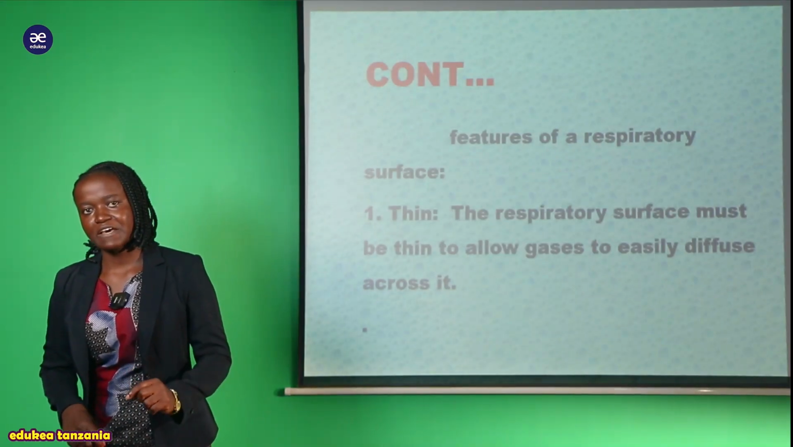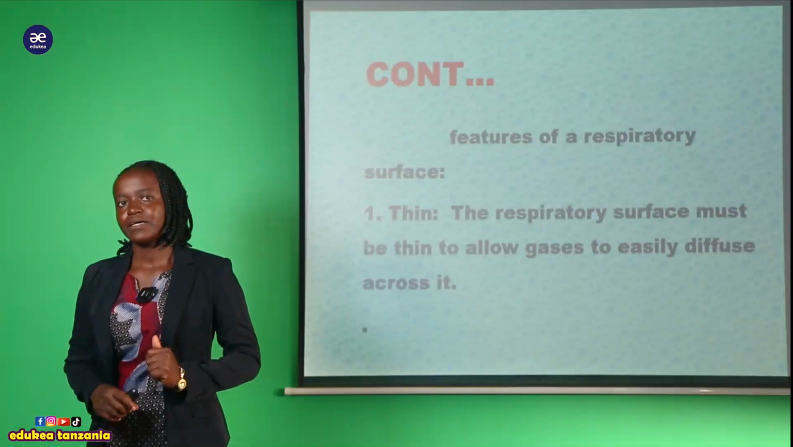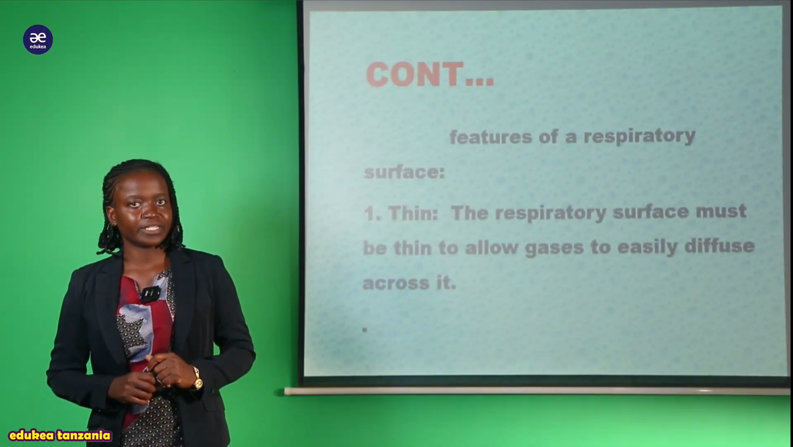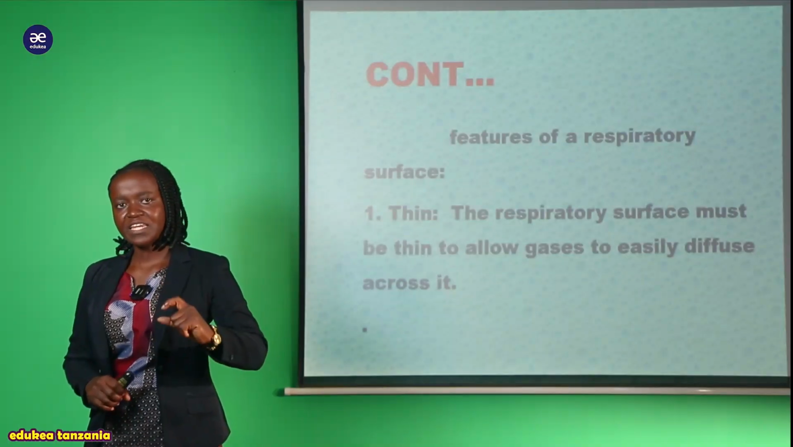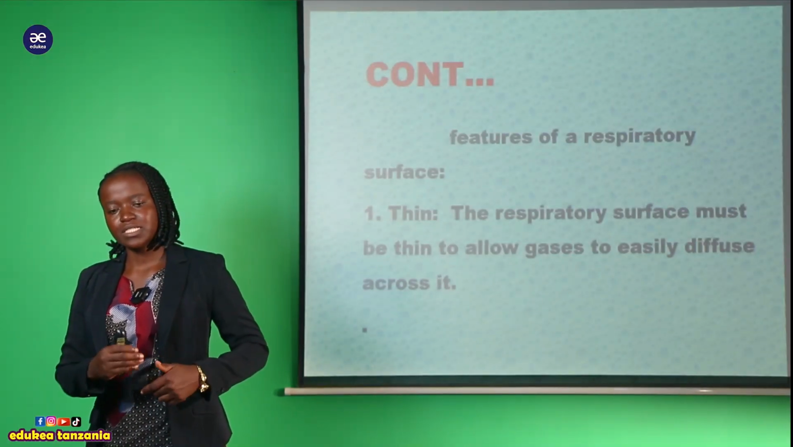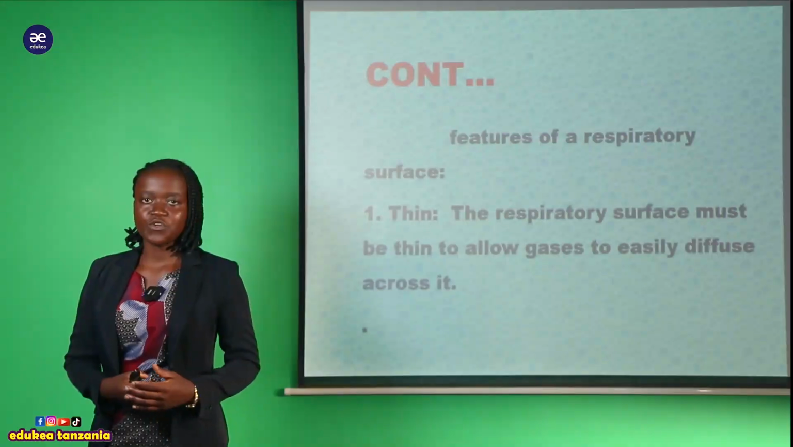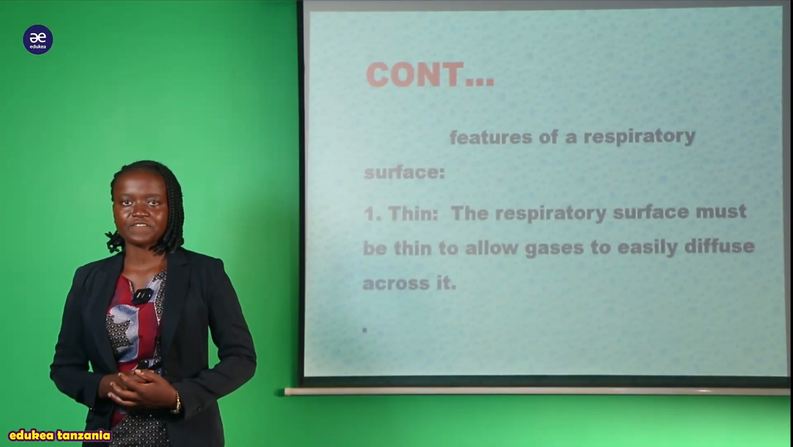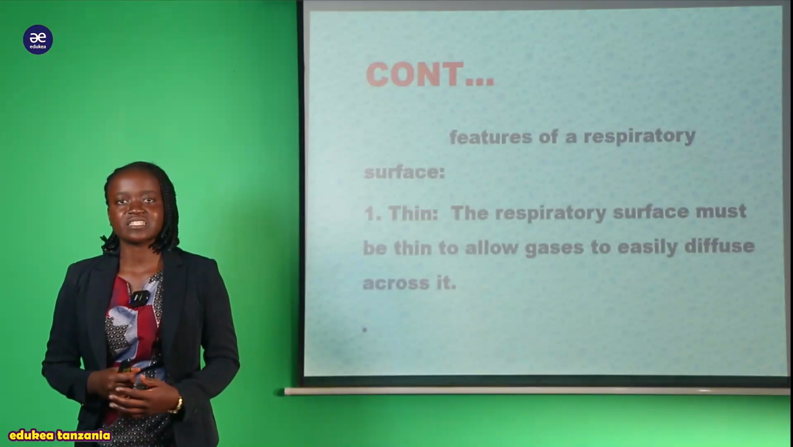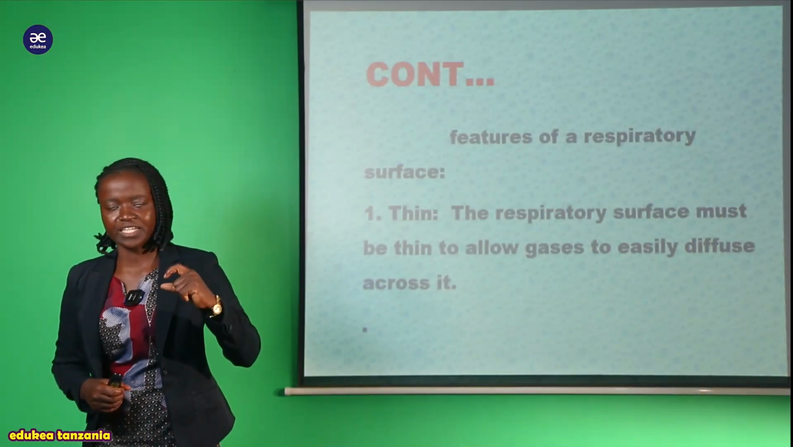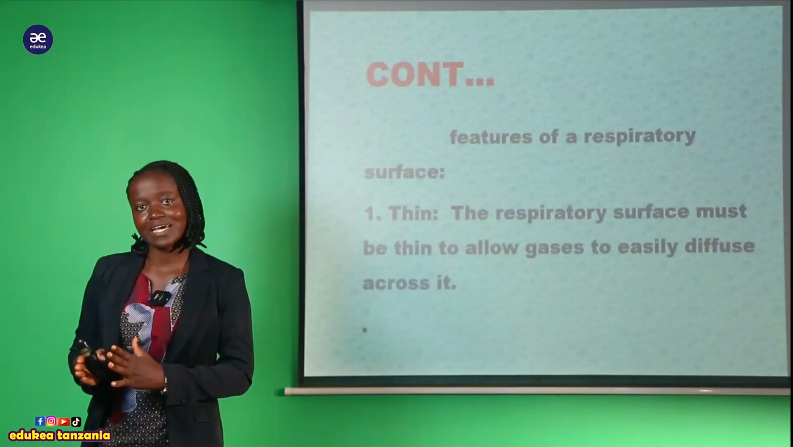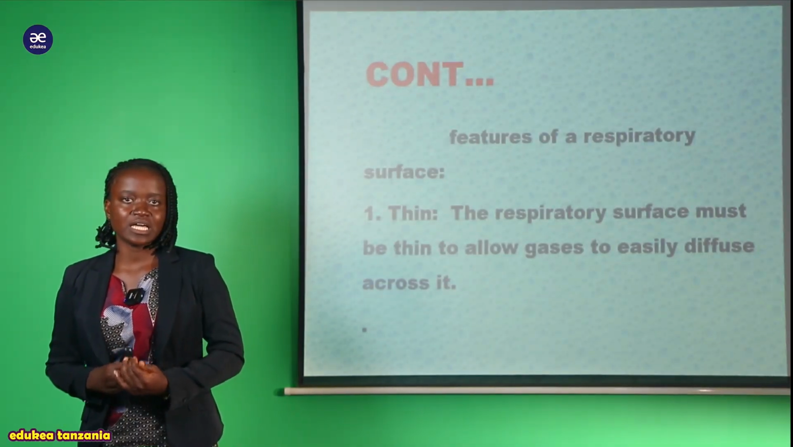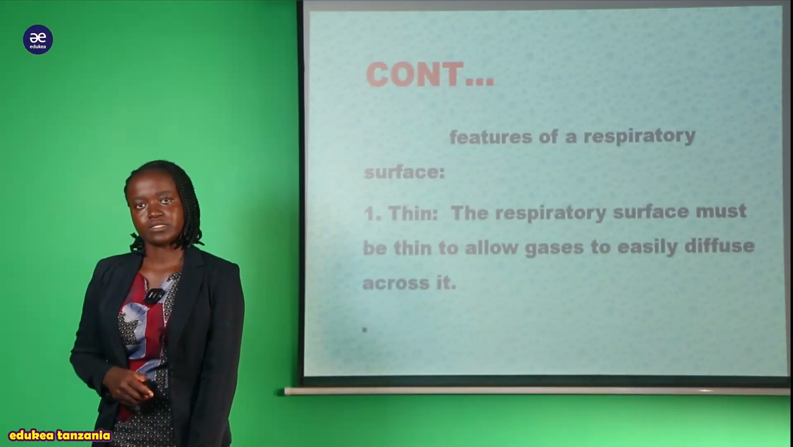So any respiratory surface inatakiwa iwe nyembamba. For example, in the human, we have a structure which is called the alveoli. It is very thin. Ile thinnest structure ambayo inapatikana within it ndiyo ambayo inasaidia easily diffusion of a gas. So any respiratory surface, for example trachea, which is found in the insect also, it should be thin. Ile thinnest ndio ambayo inasaidia diffusion to occur very easily and very quickly within the body of an organism.